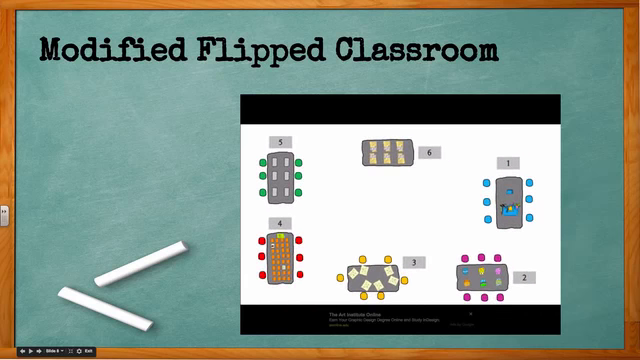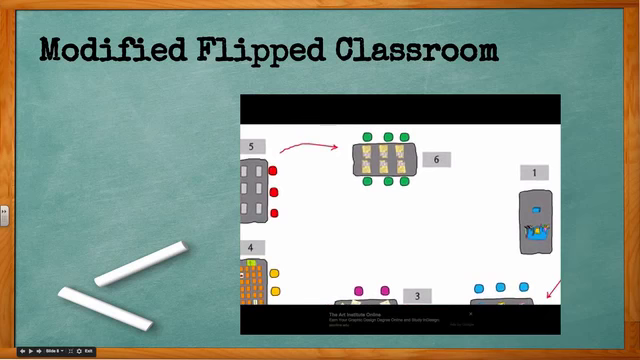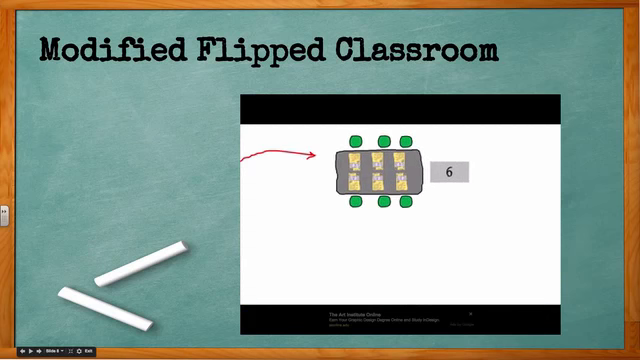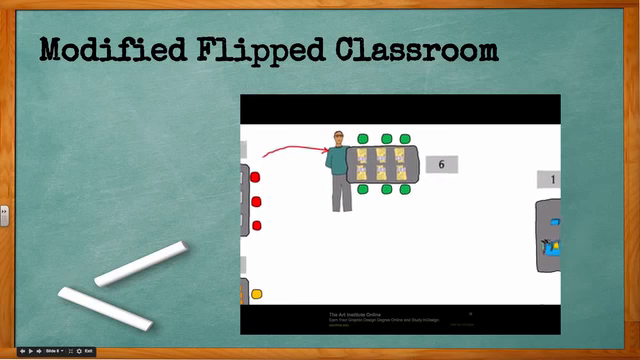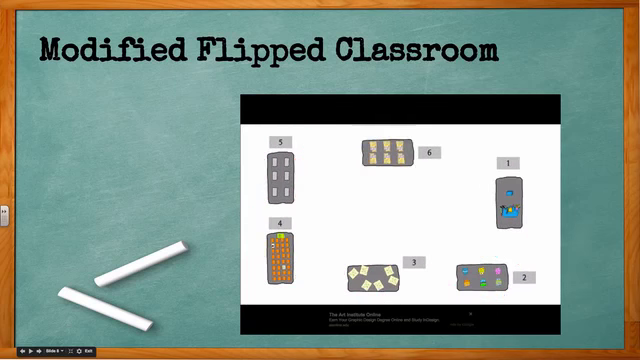So get students started at their first station, and after a set amount of time, have them rotate to the next station. Once students start rotating here to station 6, this is where you'll spend most of your time to make sure the concepts from the video are being applied correctly. So the rotation would continue in this direction.